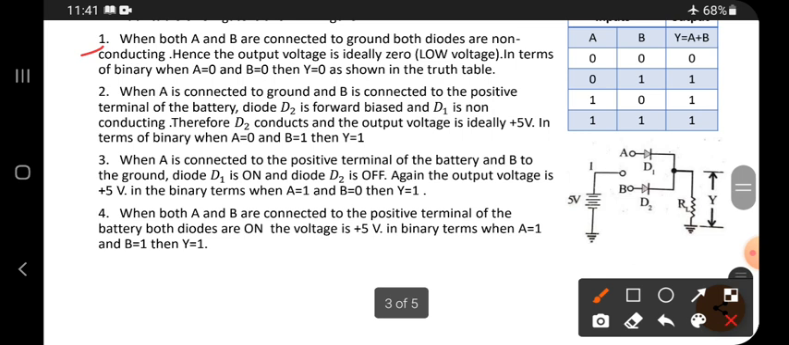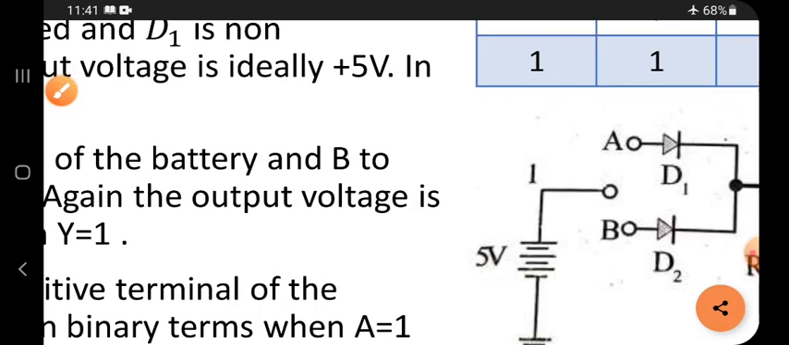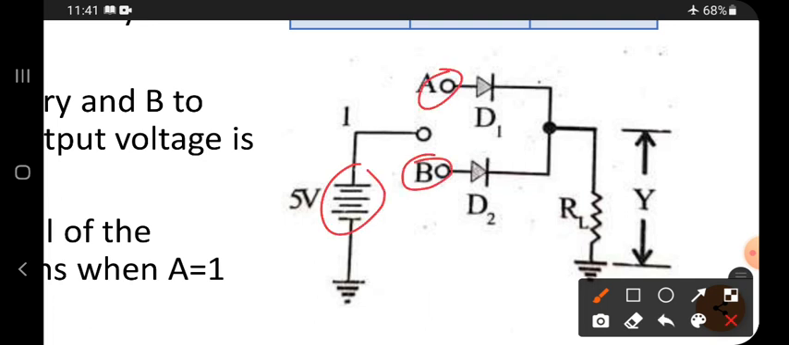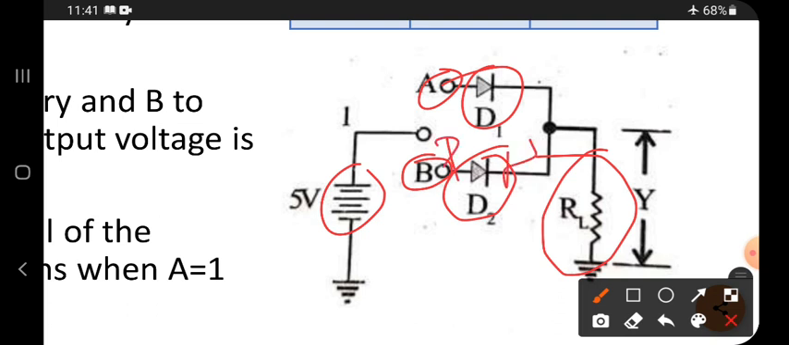First, when both A and B are connected to the ground, ground means not giving any input. Here there are two diodes. See the diagram clearly: a 5 volt battery, A input, B input, and the output taken across RL. There are diodes D1 and D2, with the P type on this side and the N type on the other side.